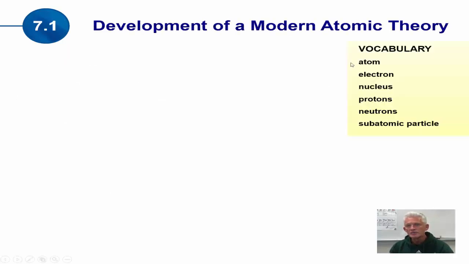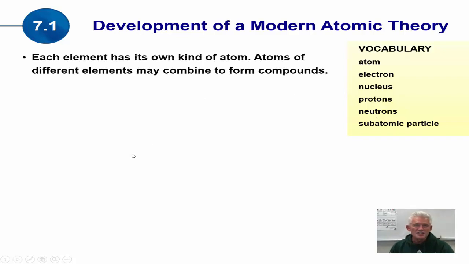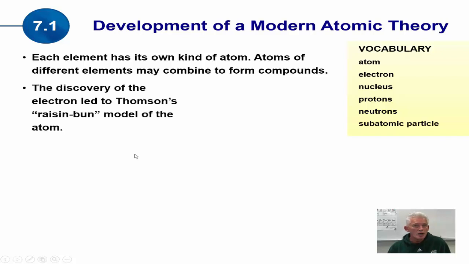So notice the key vocabulary words in this chapter. If you're not familiar with where the nucleus is and what it contains, protons and neutrons, the fact that electrons are subatomic particles, yeah, you probably should read 7.1. So each element has its own kind of atom. Atoms of different elements may combine to form compounds.